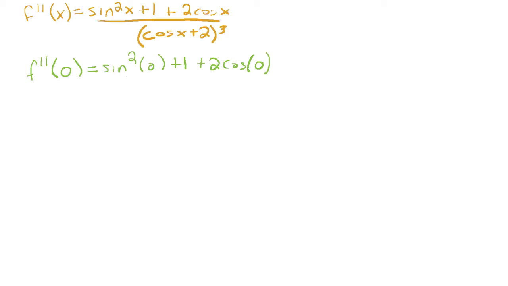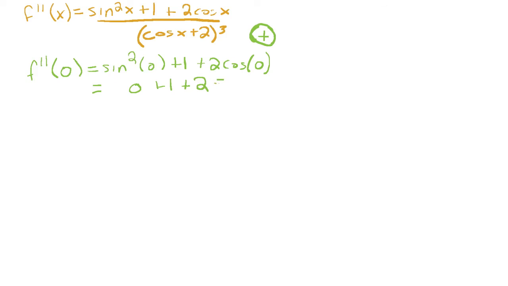Now on the bottom, notice that no matter what number you plug in here, since cosine is always between -1 and 1, you're going to add 2 to it. So this means that the denominator is always going to be positive. So I'm not going to worry about the denominator at all. I'm just going to focus on the numerator, and that'll save me some work. Okay, so sine squared of 0 is 0 plus 1, and then cosine of 0 is 1, so plus 2.